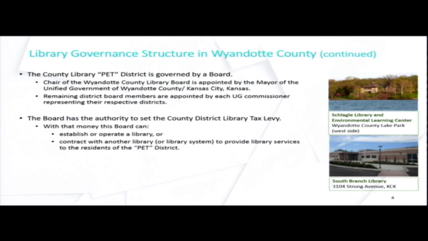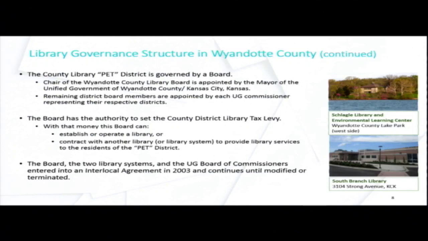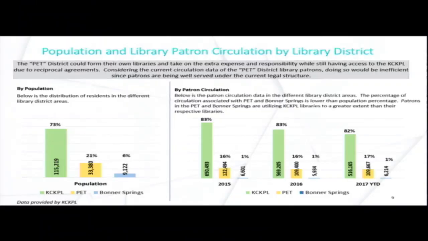Well, we actually have a mix of both of those bullet points. So the board, the two library systems, and the UG commissioners entered into an interlocal agreement back in 2003, and it continues until it's modified or terminated. The next few slides are going to show you some examples of how population and library patron circulation are distributed throughout the library district.